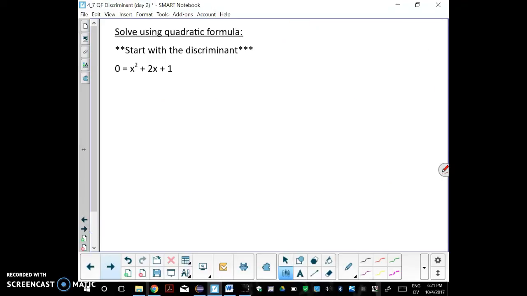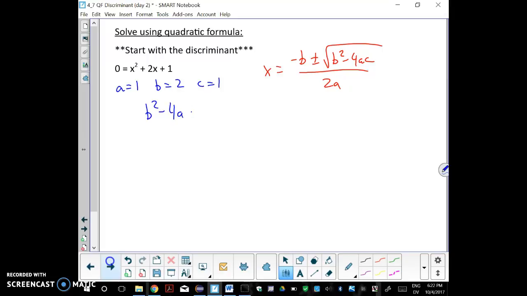Okay, so some of the early questions in homework, I think the first 3 you'll have to solve. And what we're going to do, instead of writing the whole formula out right away, is start with the discriminant. So we're going to do A, B, and C, and then just start with b squared minus 4ac. I'm not even going to do the rest of the formula.